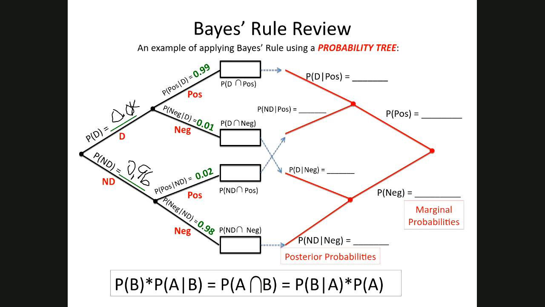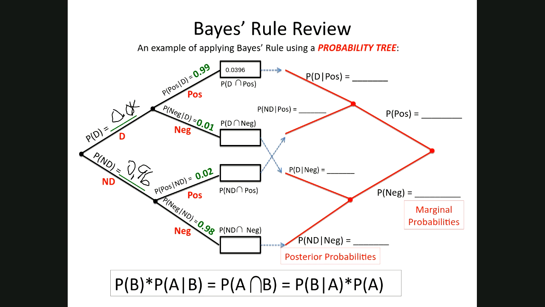And to do that, when we multiply 0.4 times 0.99, the value that we're going to get is 0.396. You follow through, and 0.04 times 0.01, the value that we're going to get there is 0.0004.